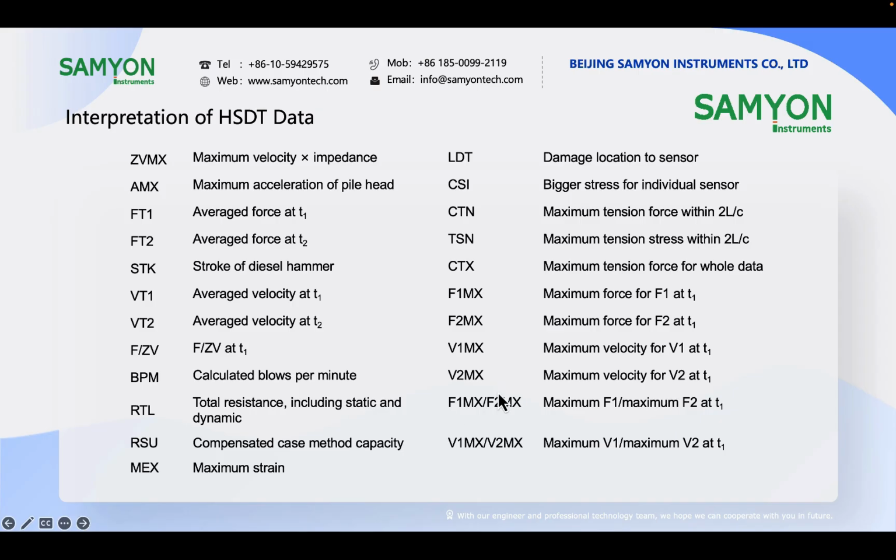F1 max over F2 max, V1 max over V2 max is used to check the eccentricity problem. If the eccentricity is very serious, then F1 over F2 may be very small or very big. For example, if F1 over F2 is 1, that means there is no eccentricity. But if F1 over F2 max is like 2 or 3 or even bigger, that means there is an obvious eccentricity problem.